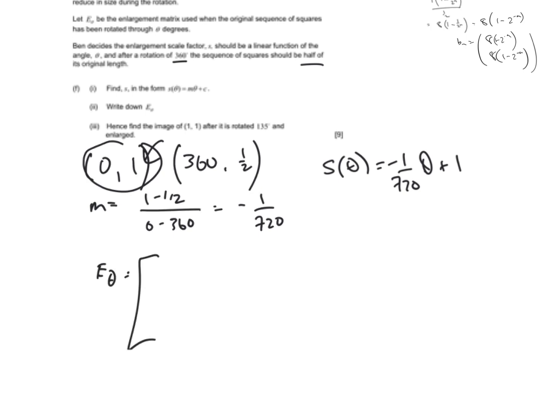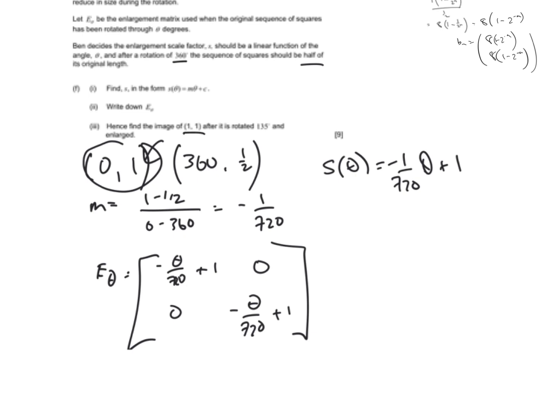This here is my scale factor. So it ends up being negative theta over 720 plus 1, 0, 0, negative theta over 720 plus 1. That's my enlargement factor matrix.